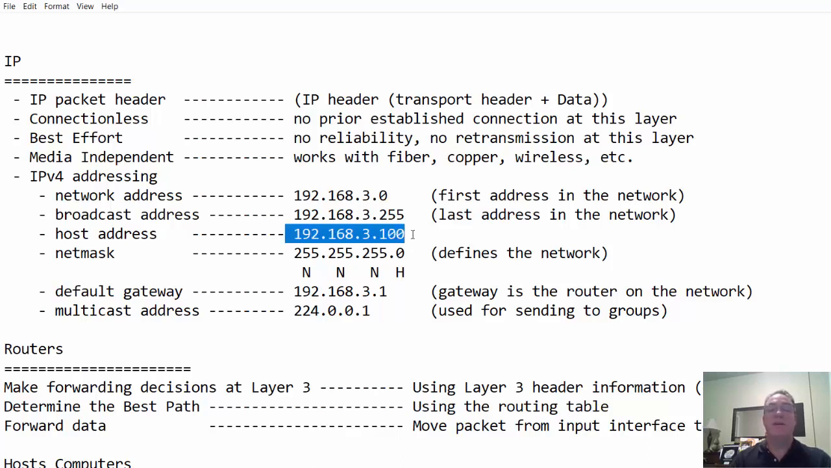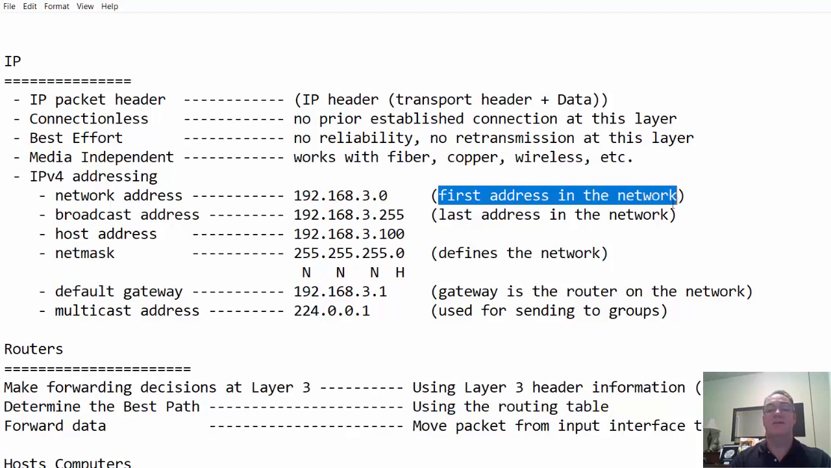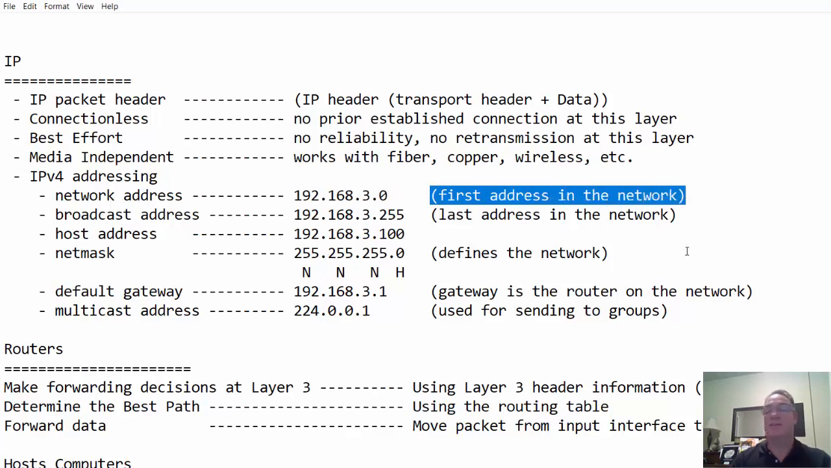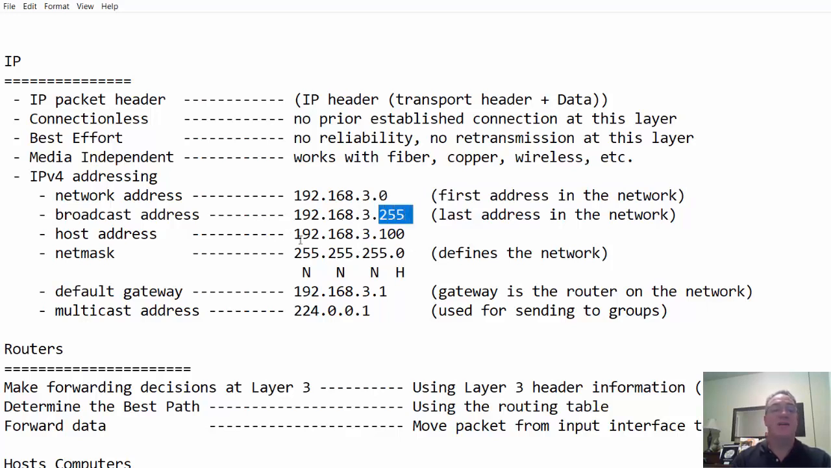On an IPv4 network, the first address in the network is called the network address, and it's not usable. So if my address is 192.168.3.100, the network address is probably 192.168.3.0, and no host will use this address. It's reserved. It's the network address. And that's the first address in the network, 0. The last address in the network, .255, is the broadcast address, and that's used for sending broadcasts. It's the last address in the network, and that's also reserved. You don't use that address.